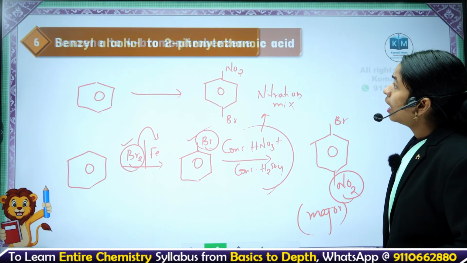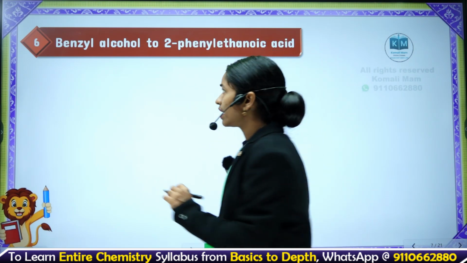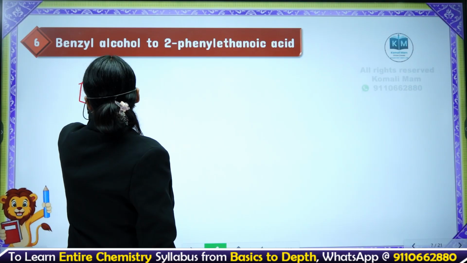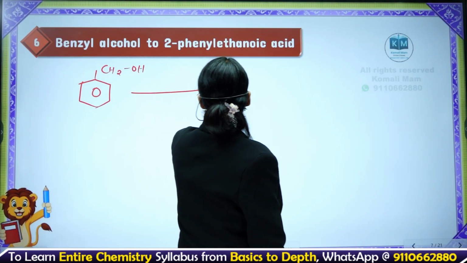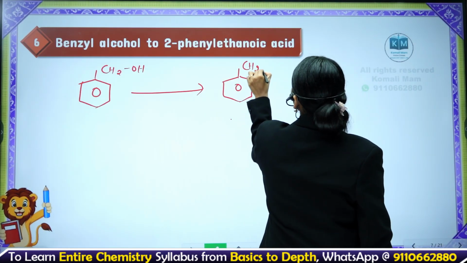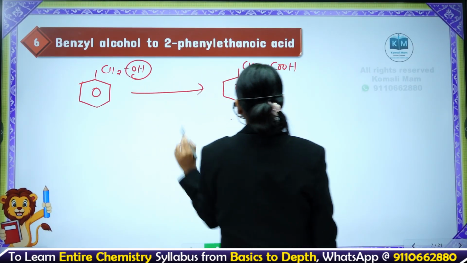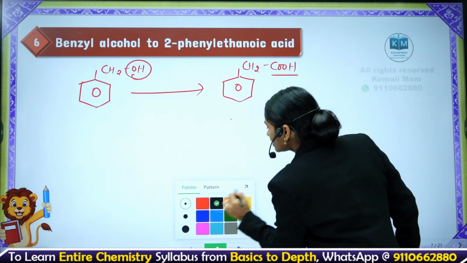Next, benzyl alcohol to 2-phenyl ethanoic acid. What is the benzyl alcohol formula? This is benzyl alcohol. You want 2-phenyl ethanoic acid, which is the formula. Identify the difference. Here the OH you should replace with a COOH. How is that possible?